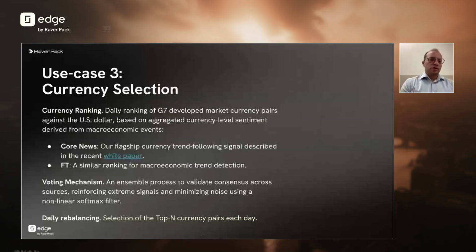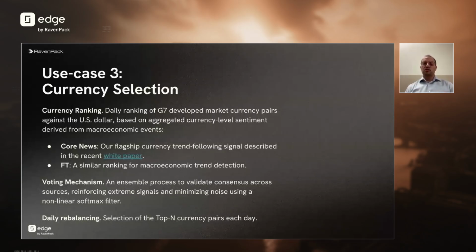So moving to the third use case, which is within currency selection, we sort of go from our higher frequency strategy or sort of short horizon strategies and from our longer holding period sector rotation into more of a mid-frequency strategy. And here we look at macro news, and we do that at the company level, at the country level. We are focusing on the G7 developed market currency pairs, all against the US dollar.